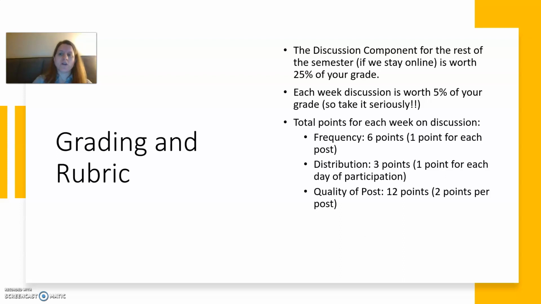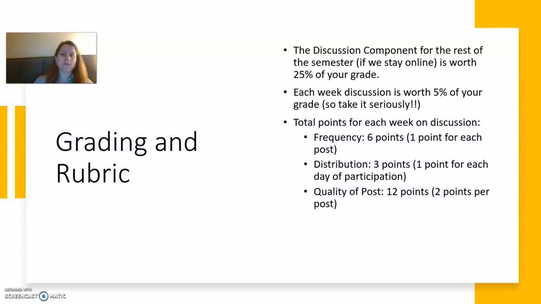So the total points for each week on the discussion, this is going to be my rubric for it, is that you get 6 points, one for each substantive post. You get 3 points, one for each day of participation, because I want you participating on at least 3 different days. You can dip in every day and participate in the discussion, and I hope you do, but at least 3 days. And then there'll be 12 points total for quality of post. That breaks down to about 2 points per post, but I'll show you the rubric and what that's going to look like over the course of all the posts. That's how I'm going to be grading that.